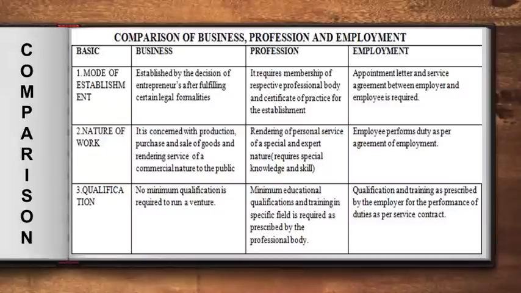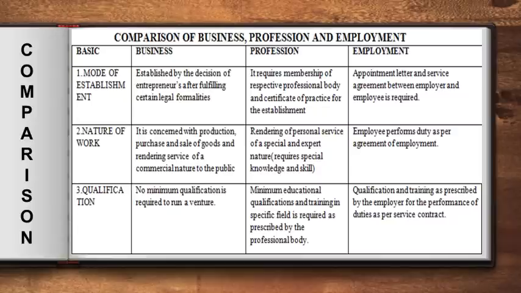Then, employment. Appointment letter and service agreement between employer and employee is required. Okay, so when can you start working as an employee? Only after they give you your offer letter or appointment letter. That offer letter or appointment letter is a letter which the company gives you wherein they are asking you to come and join them. They are saying, yes, you have all the qualification and experience required, so please join our company. That's the kind of letter they give you. That letter is called an offer letter, okay? After you receive that only, you can start working in that company.